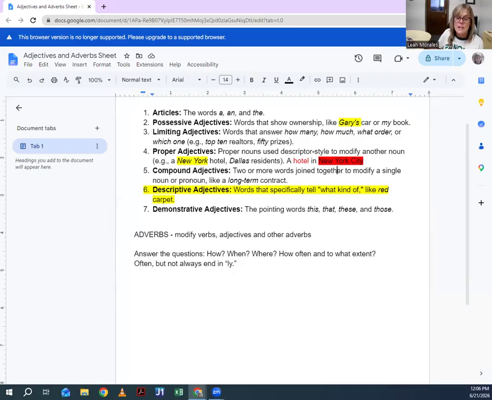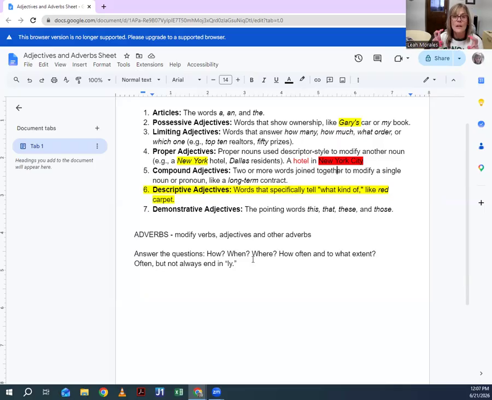Okay, and we contrast adjectives with adverbs. You see there's less specific notes here. Adverbs are words that modify verbs, adjectives, and other adverbs. And they also answer questions, but they answer different questions. They tend to answer the questions how, when, where, how often, and to what extent, okay?